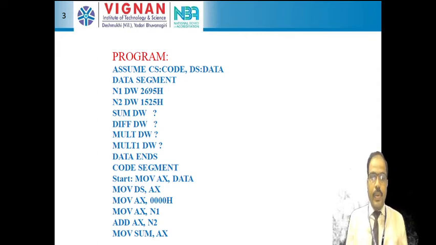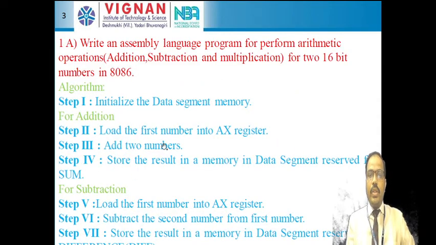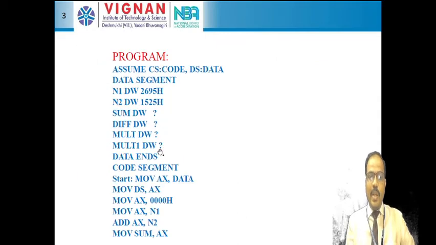Now the actual number 1 is moved on to the AX. As per our algorithm, we load the first number into the AX register. That's why MOV AX, N1. Presently number 1 is stored in AX. Now number 2 is directly added with the content of AX. That's why we can write ADD AX, N2. I will explain what the content is exactly after this PPT.